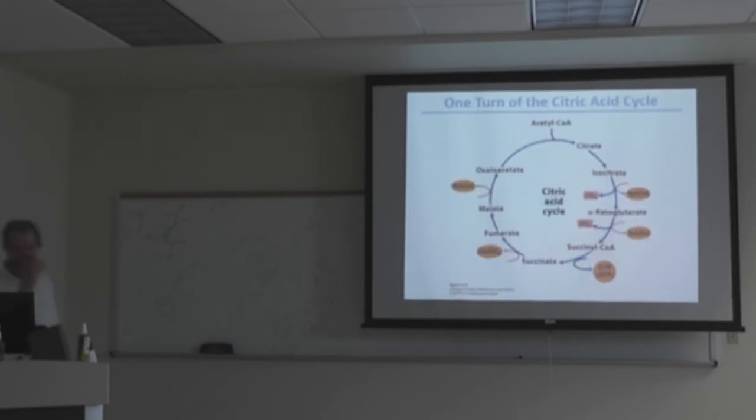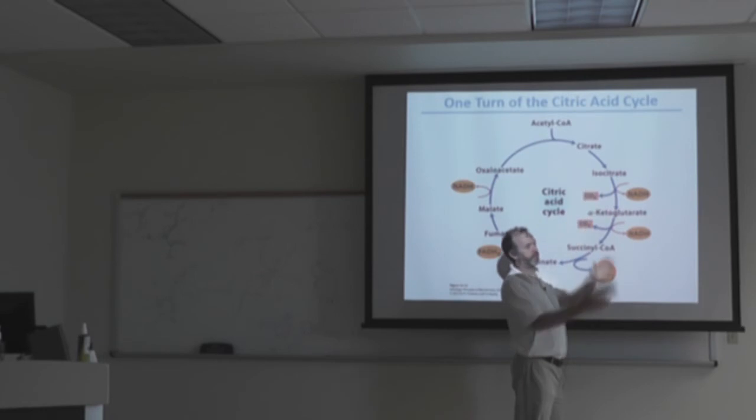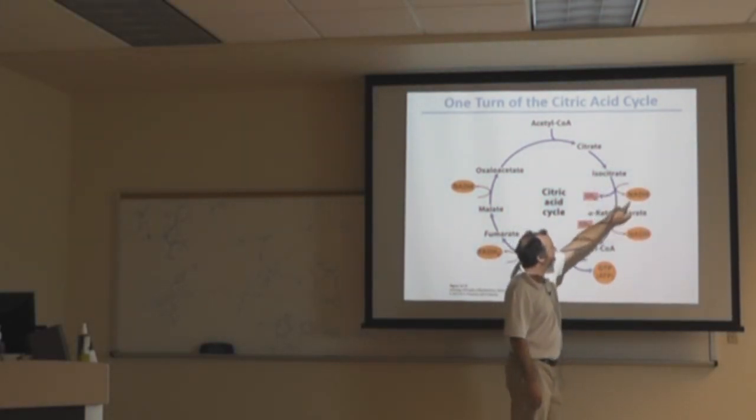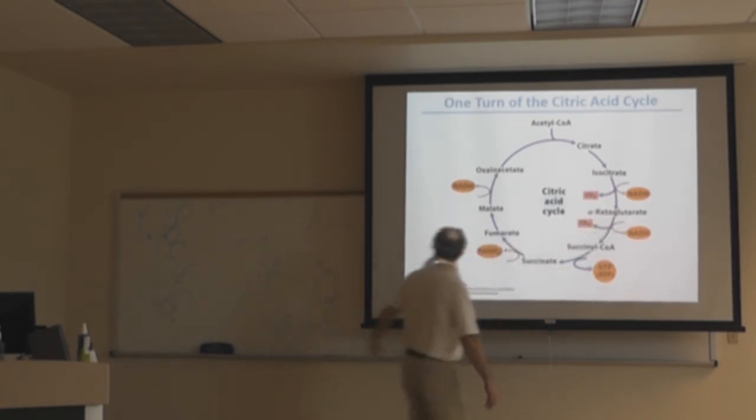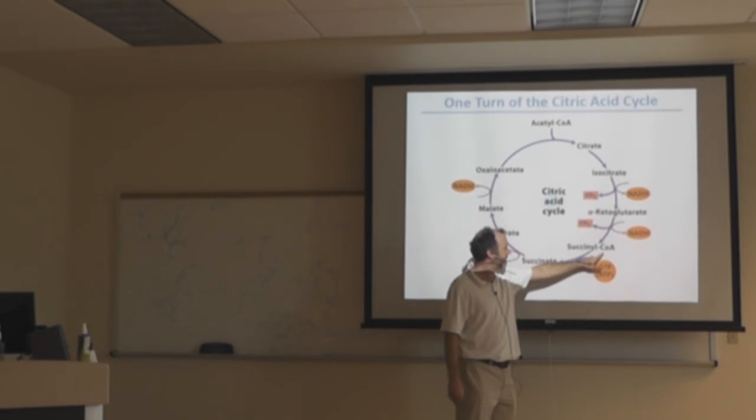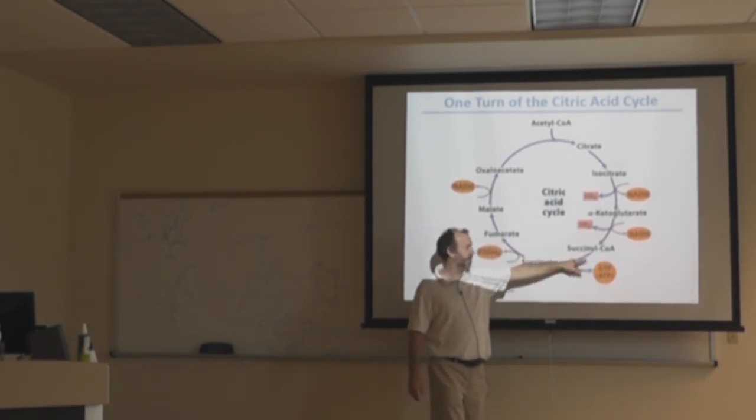So in one turn of the citric acid cycle, acetyl-CoA forms with oxaloacetate and becomes citrate. Transition that alcohol from the tertiary carbon to the secondary carbon to form isocitrate. Then you get oxidative decarboxylation, forming NADH, carbon dioxide, and alpha-ketoglutarate. Alpha-ketoglutarate gets oxidatively decarboxylated again with this mechanism, forming succinyl-CoA, which can then perform substrate-level phosphorylation.